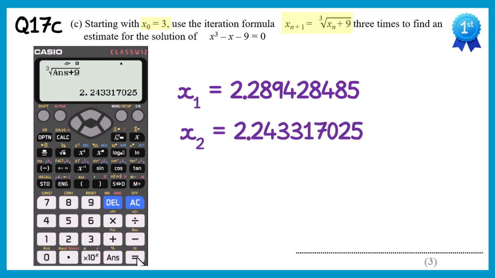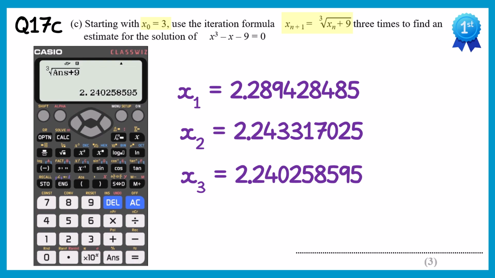Now to get the value of x3, we can just press the equals button again and we get this number. So x3 is this. Now that we've done it 3 times, we have our answer to the question. So we would just write down the most recent one we did, which is this one here.